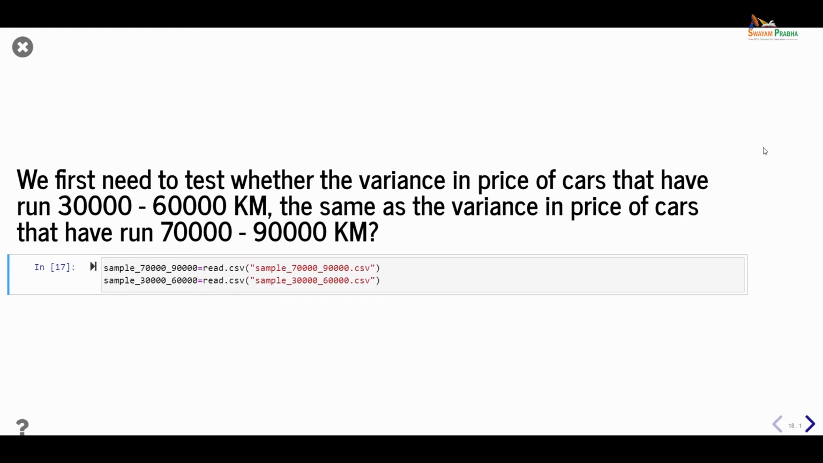So from the original data, there was a condition to subset records which match 70,000 to 90,000 kilometers, and from that 500 records have been sampled, and the same thing has been done with the other case as well. So we can now read the file using the read.csv command, and I am saving them under the respective names. Once you run this, you will basically see sample_70000_90000 in your environment, and the same case with the other data frame.